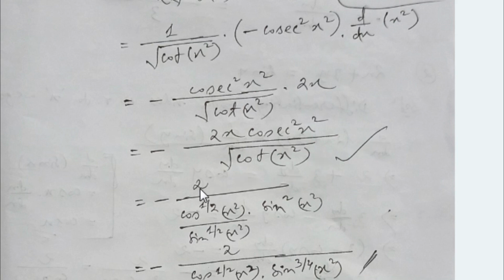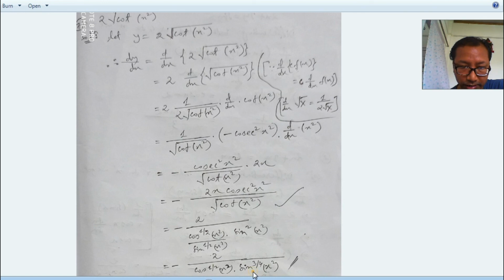So let us check. It is minus 2, sorry, I forgot to put here x, but x should come here, x. Okay, then this is cot, means cos by sine, as the power is it is root, so power will be half, and then this cosec square x square means 1 by sine square x square. Then these two can be used by using laws of indices, it will be like this. So our answer is this one.